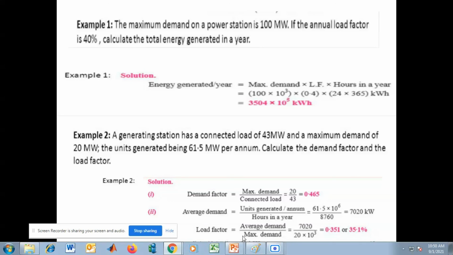Next, load factor. The formula of load factor is average demand by maximum demand. So, average demand already we calculated, divided by maximum demand given as 20 megawatt. In the numerator, the load is in kilowatt, so I am converting the denominator also into kilowatt. Therefore, the answer is 0.351 or 35.1%.